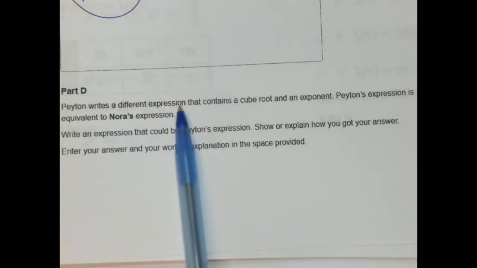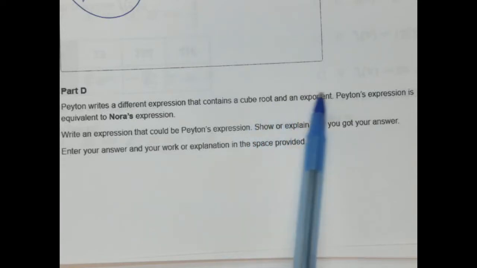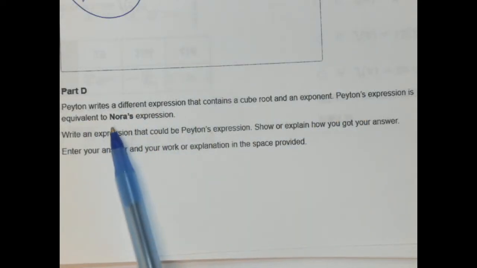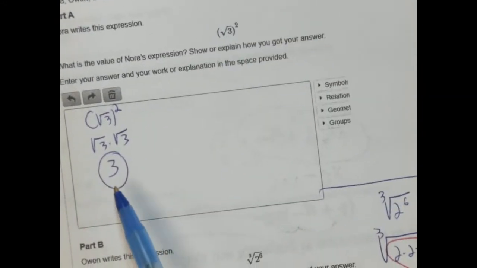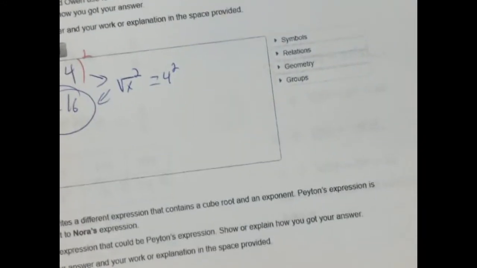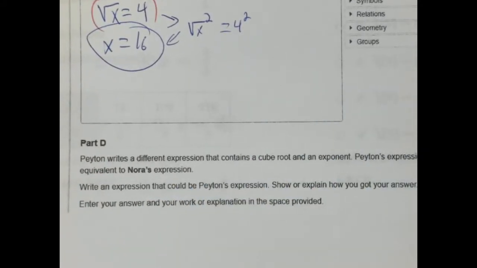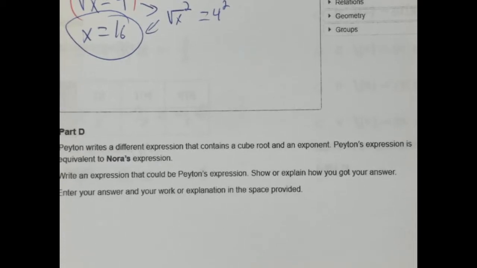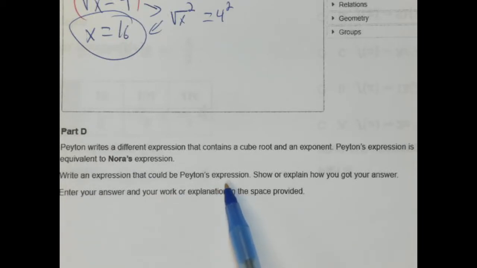Peyton writes a different expression that contains a cube root and an exponent. Peyton's expression is equivalent to Nora's expression. So Nora's expression was the first one, I believe. Yep, so Nora's expression was equal to 3. So part C was dependent upon B being correct. Part D is dependent upon part A being correct. Peyton's expression is equal to Nora's expression. Write an expression that could be Peyton's expression. Show or explain how you got your answer.